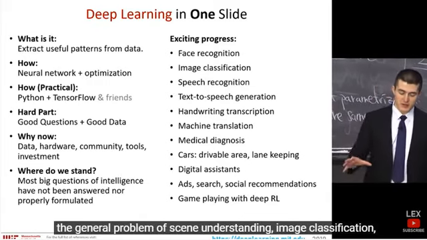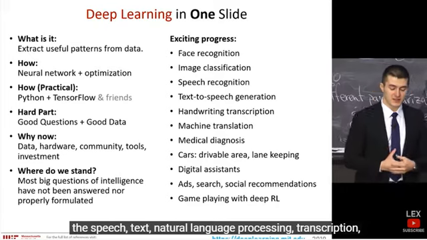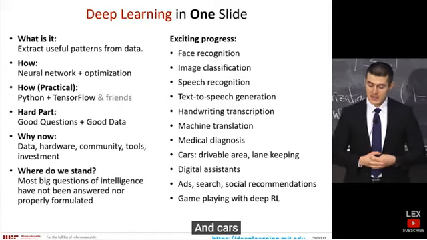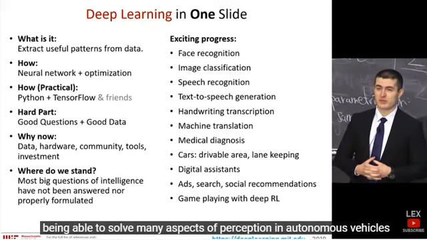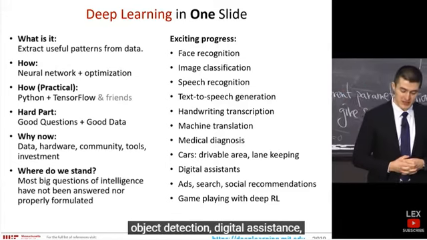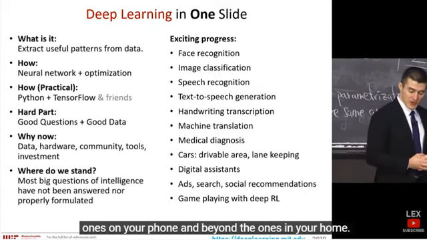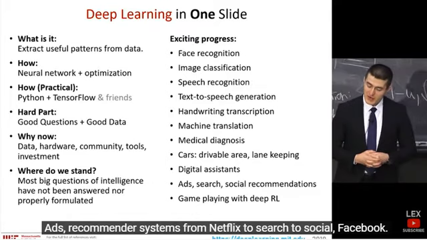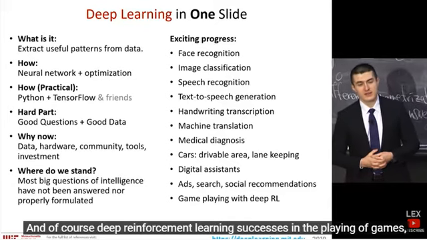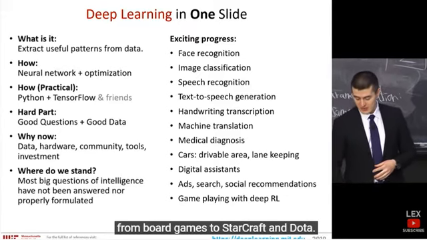to the general problem of scene understanding, image classification, to speech, text, natural language processing, transcription, translation, in medical applications and medical diagnosis, and cars, being able to solve many aspects of perception in autonomous vehicles with drivable area, lane detection, object detection, digital assistants, the ones on your phone and beyond, the ones in your home, ads, recommender systems, from Netflix to search to social, Facebook, and, of course, the deep reinforcement learning successes in the playing of games, from board games to StarCraft and Dota.